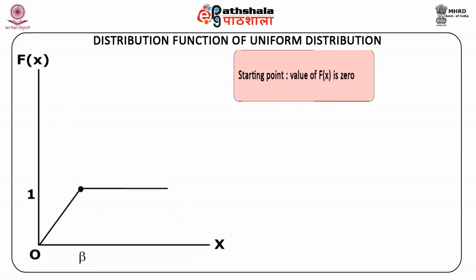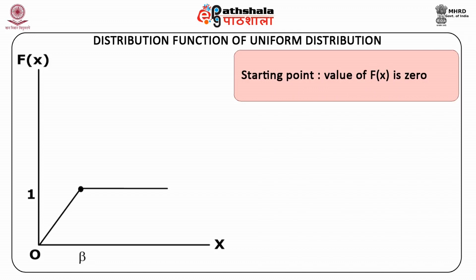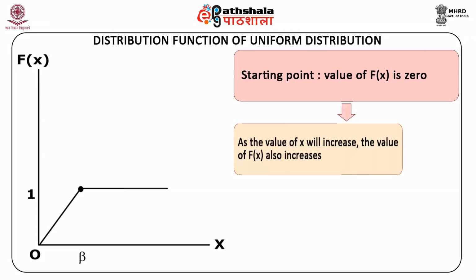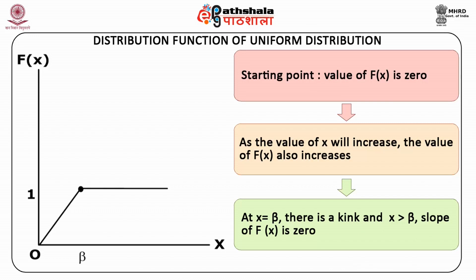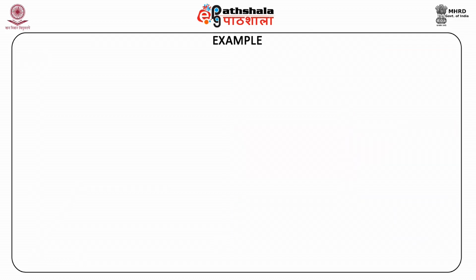Over here, starting from alpha, the value of F(x) is 0. As the value of x increases, the value of F(x) also increases continuously with its slope equal to 1 upon (beta minus alpha) and will reach 1 maximum when x is equal to beta. At x equal to beta, there is a kink, and at x greater than beta, the slope of F(x) is equal to 0. Let us understand it with the help of an example.